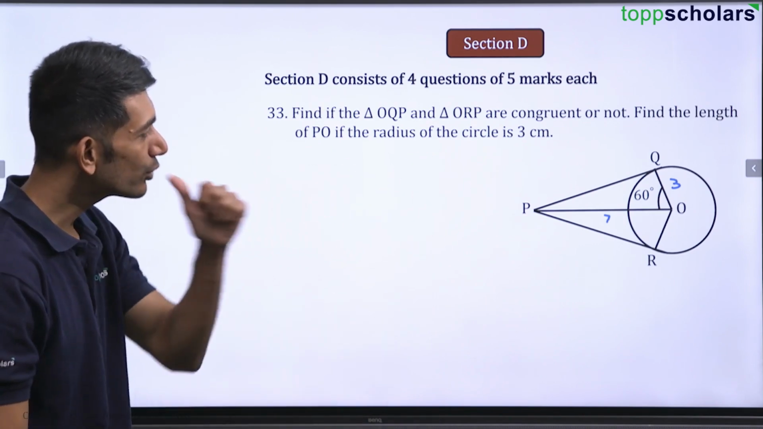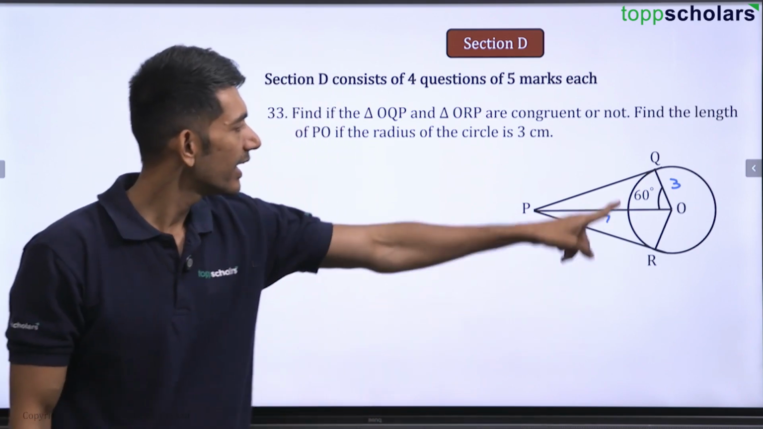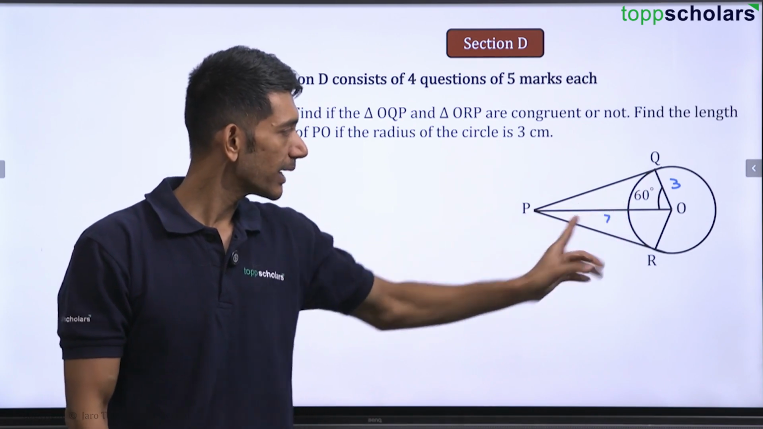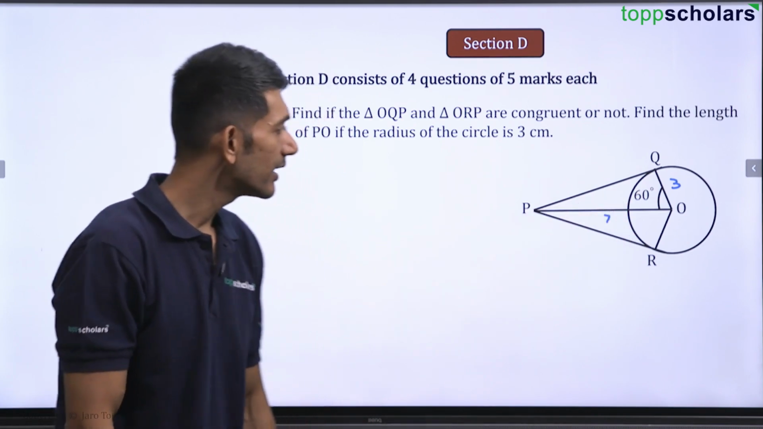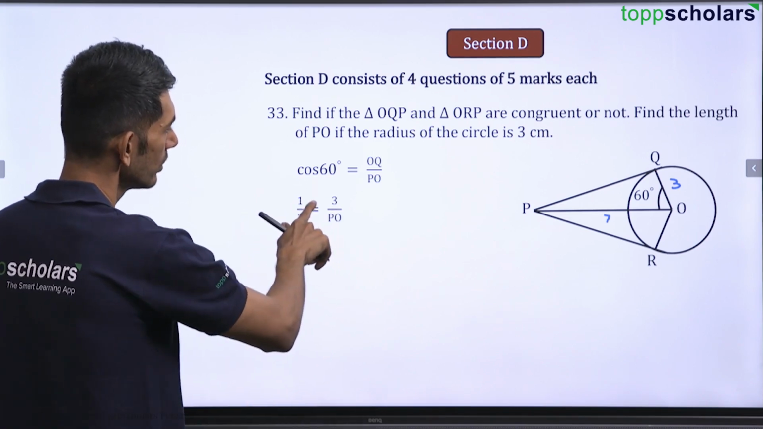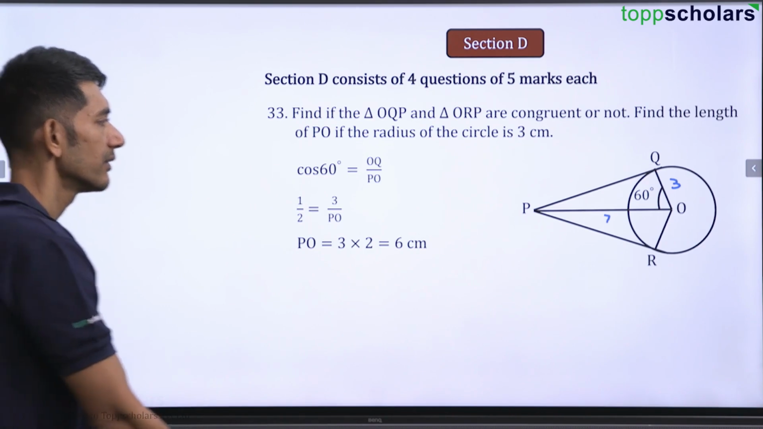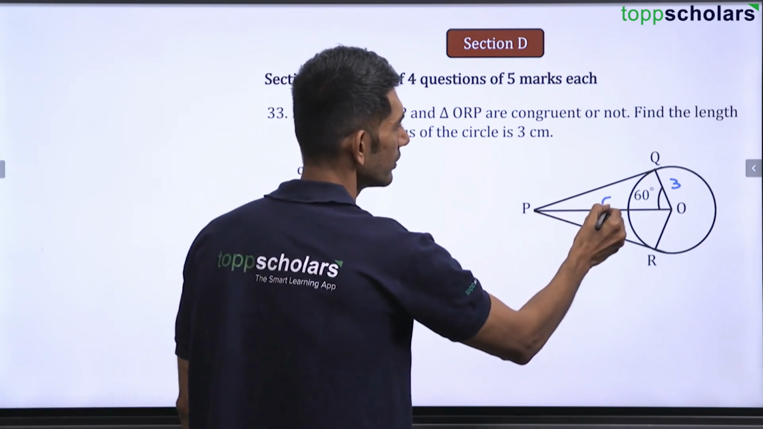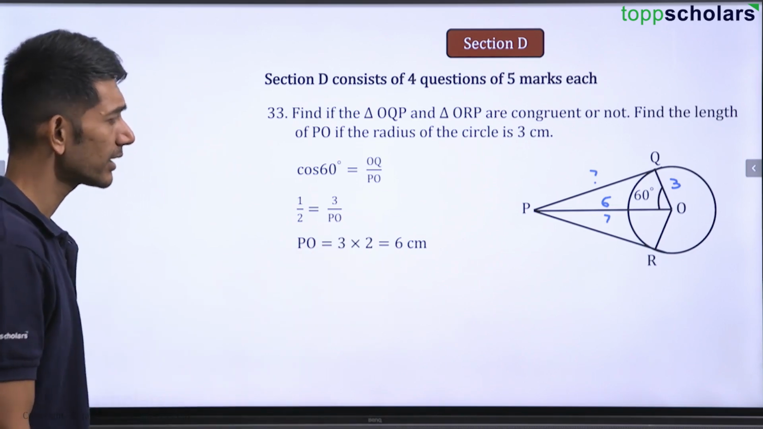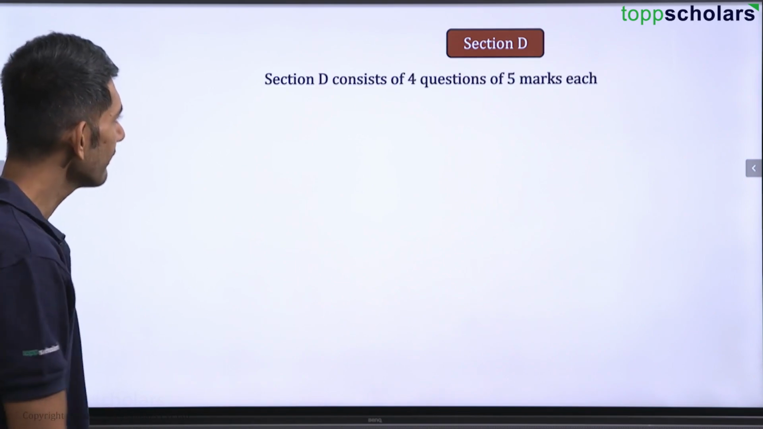Can I say I need to use the trigonometric ratio cos theta, because cos is adjacent by hypotenuse, correct? Cos is adjacent by hypotenuse. So cos 60 is 3 by PO. Cos 60 is 1 by 2. 3 by PO, PO goes there. PO is equal to 3 into 2, that is 6. So this gives you 6. You can also find this by applying Pythagoras theorem and then subtracting 6 square and 3 square. That's it. Let's have a look at a new question now.